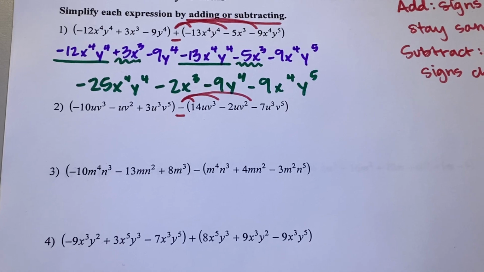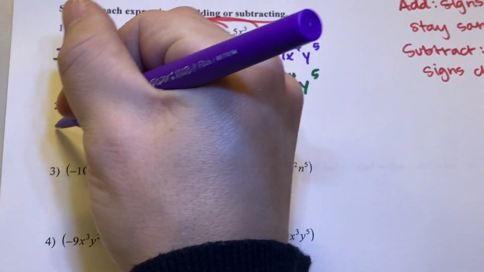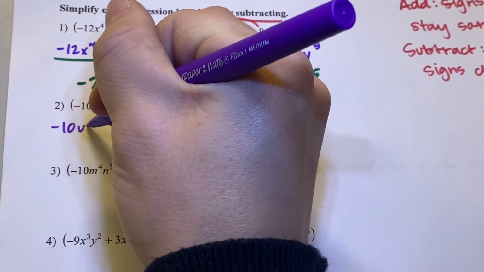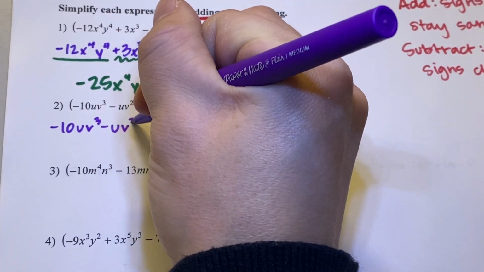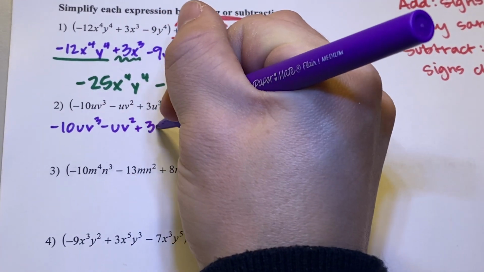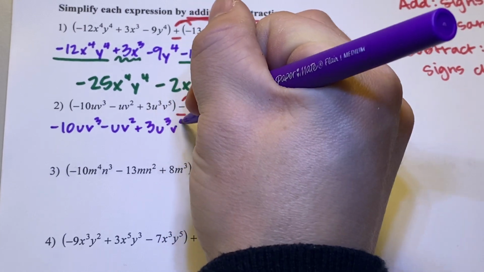Okay, so first guy is unaffected. So let's go ahead and just copy our first guy down. Negative 10 u v cubed minus u v squared plus 3 u cubed v to the 5th.